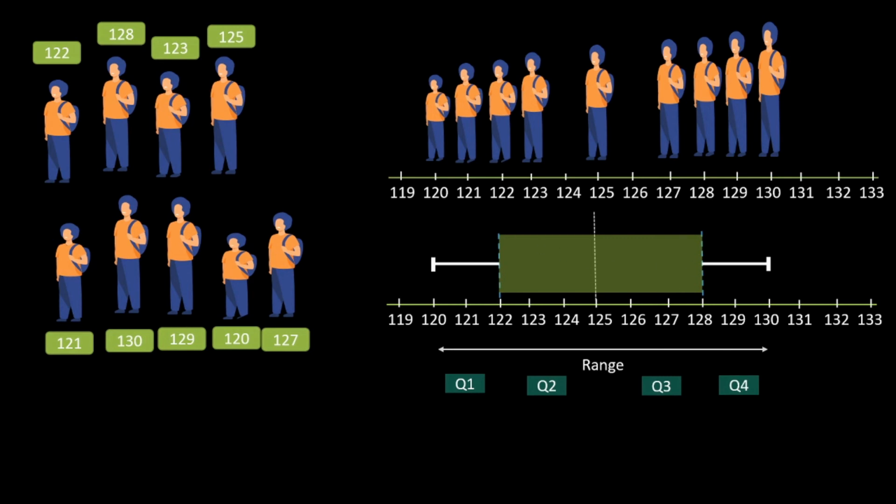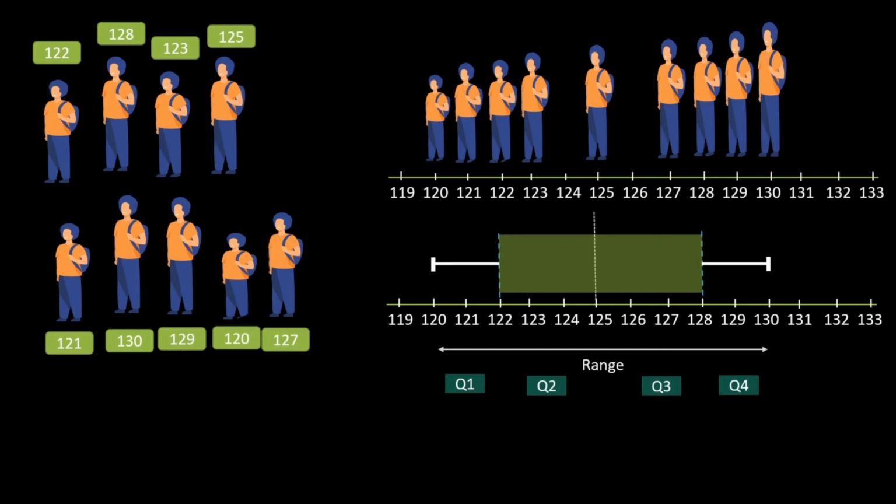Now you may be thinking, what is the benefit of creating this box plot? By seeing this box plot, you will get to know that most of the students lie in the height range between 122 to 128, where the box lies, because that is around the median. And there are very few students falling around the 120 and 130 height.